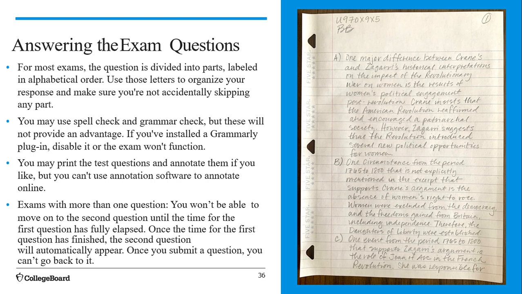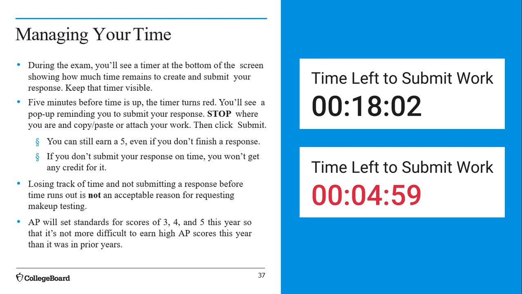For exams with more than one question, you won't be able to move on to the second question until the time for the first question has fully elapsed. Once the time for the first question has finished, the second question will automatically appear. Once you submit a question, you can't go back to it. So once you hit that submit button, oh, I submitted the wrong stuff. Nothing they can do about that. That's your submission. And if you think that's going to be an excuse to take the June exam, be careful. That's why you want the whole 5 minutes. All right, so yeah, there it is.